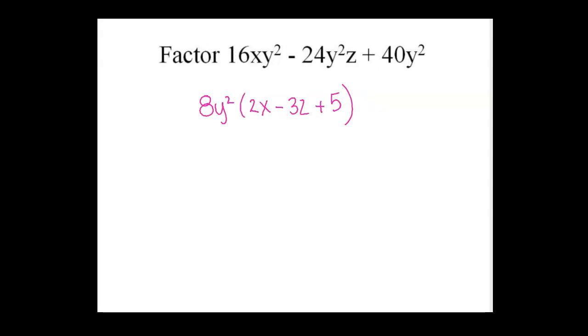In number 2, the first thing we want to do is find that GCF. So in this case, 16, 24, and 40 all divide by 8. They also each all contain a y squared. So we're going to take out an 8y squared, leaving 2x minus 3z plus 5.